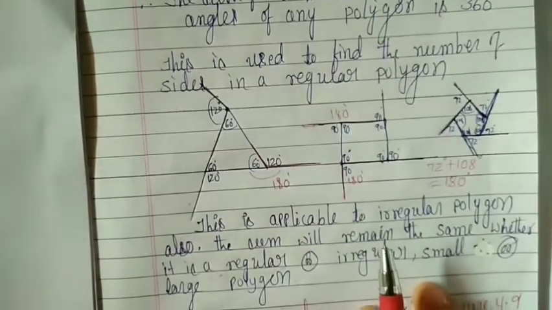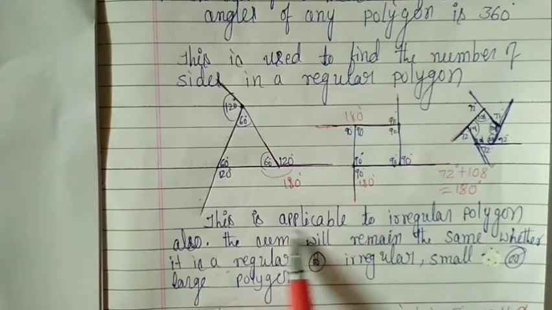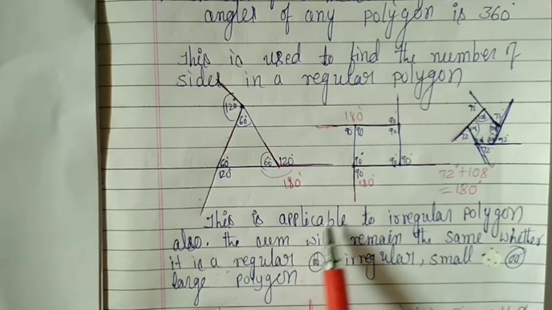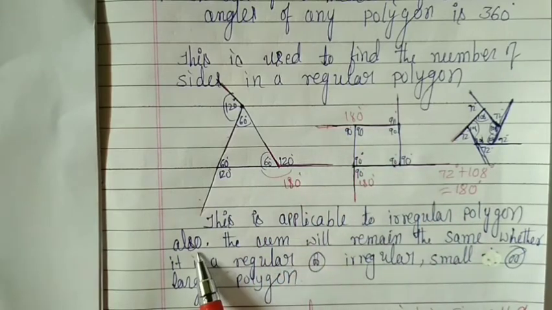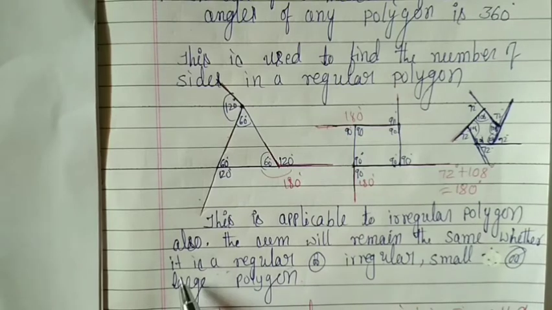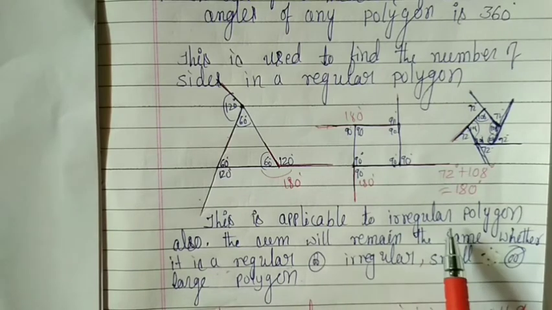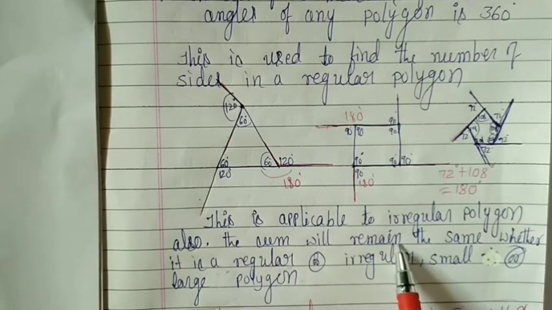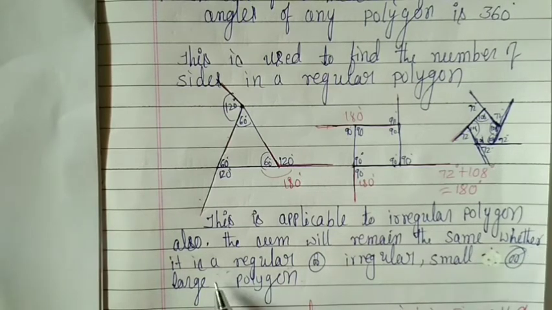Therefore, this is applicable to irregular polygons also. The sum will remain the same whether it is a regular or irregular, small or large polygon.